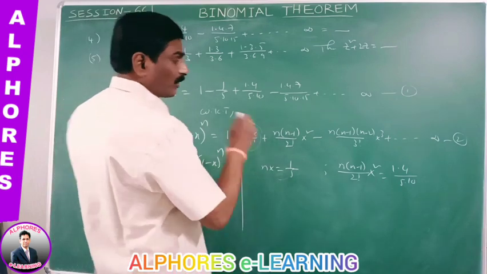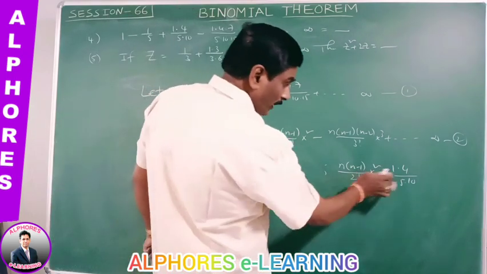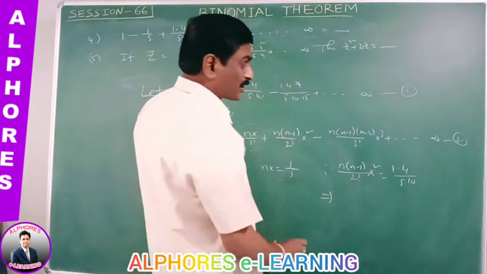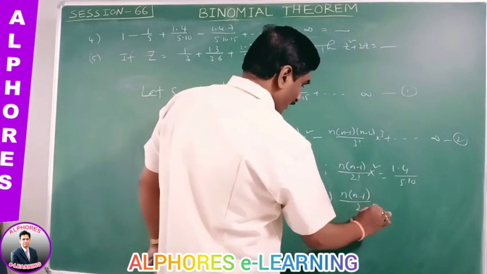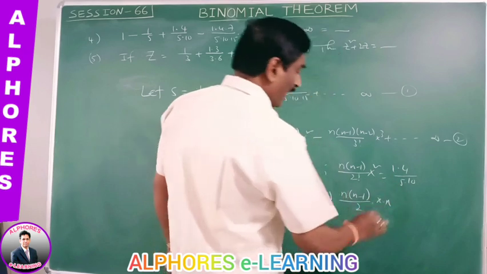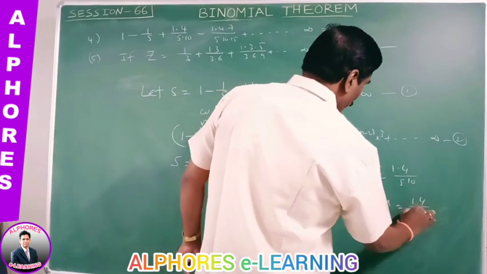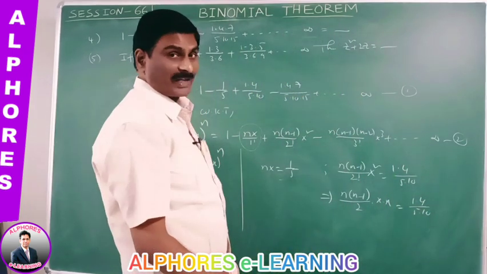Here nx is equal to 1 by 5. By splitting this value, it can be reduced into x square. What is the meaning of x square? n into n minus 1 by 2 factorial into x square, that is x into x, is equal to 1 into 4 by 5 into 10. Please observe this value, it is very, very important.